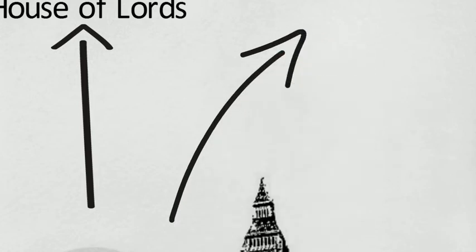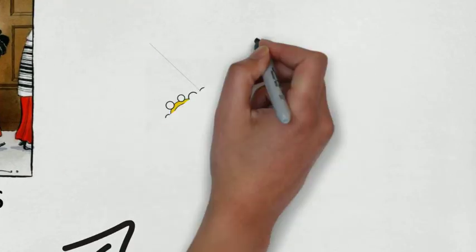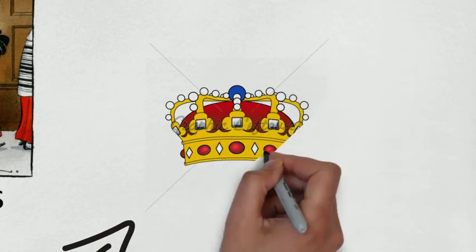And the last element of Parliament is the monarch, so the Queen, and the role of the monarch in lawmaking is now purely ceremonial.